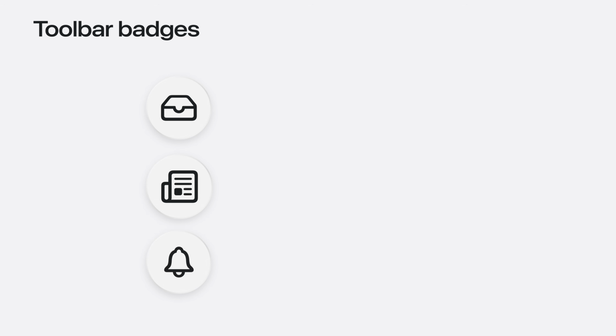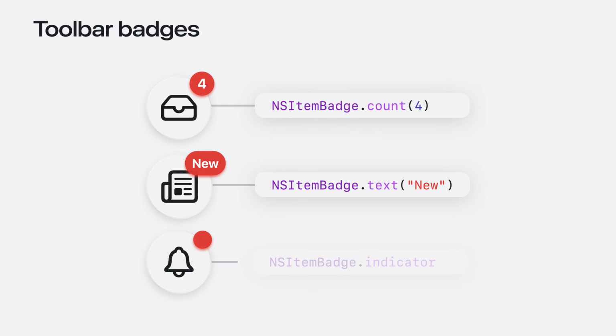There's one other way to call attention to a toolbar item: badging. Use the NSItemBadge API to indicate that a toolbar item navigates to new or pending content. For example, you can use a badge to indicate a number of unread messages, or the presence of new notifications.